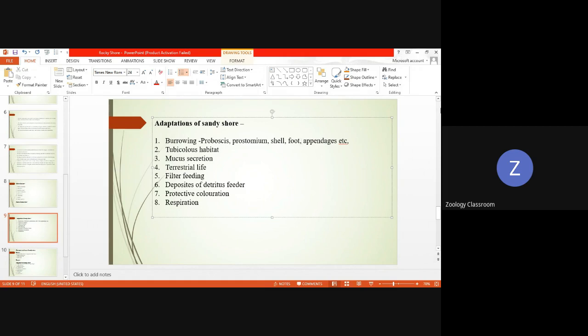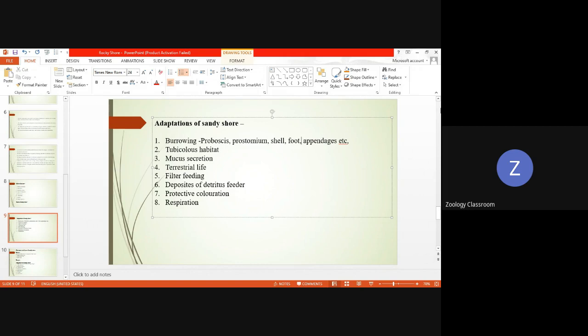The next is the terrestrial life. During low tide, the sandy shore is exposed to terrestrial factors. Certain intertidal sandy shore animals lead a temporary terrestrial life. For example, ghost crab, hermit crab, fiddler crab, etc. They return to water occasionally to moisten their gills. Otherwise, they can survive on the exposed sand.